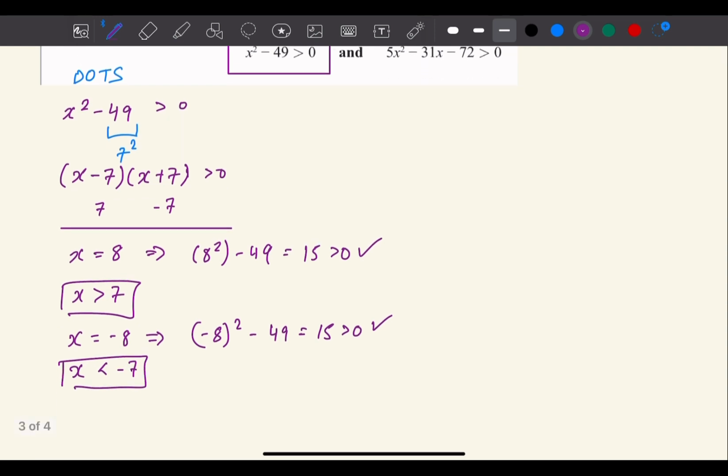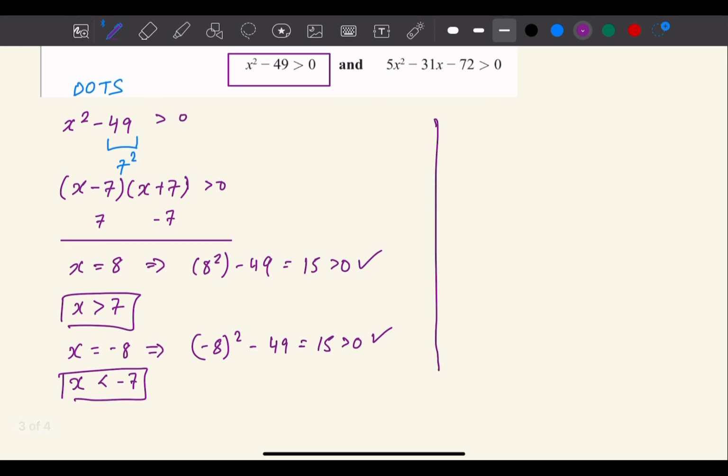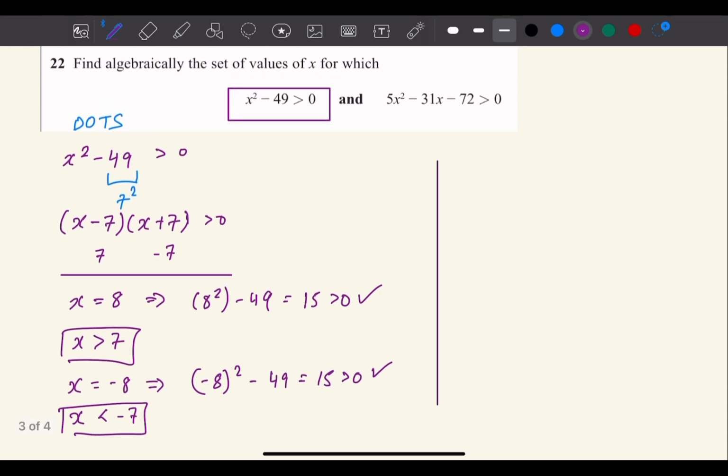The other way to spot this is essentially to use your knowledge of quadratic equations. If the coefficient of x squared is positive, i.e. it's not minus x squared, then the quadratic would look something like this. Sorry, bear with me. This would be minus 49, because when x is 0, y is minus 49. So that's what it would look like.